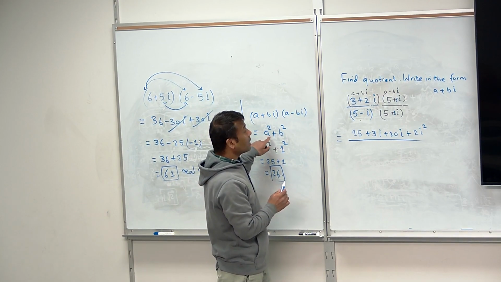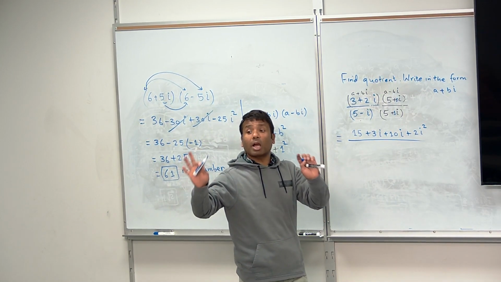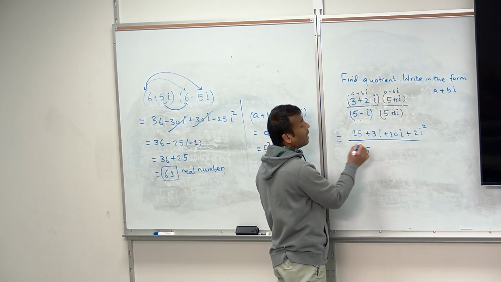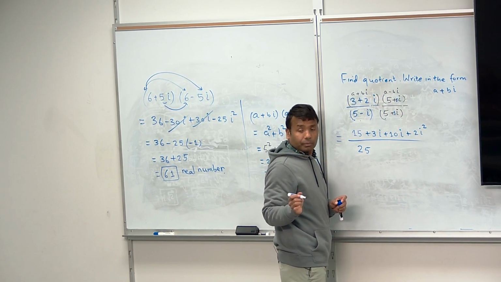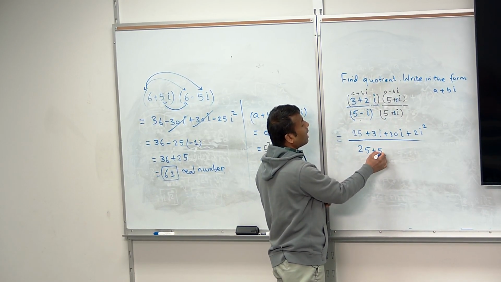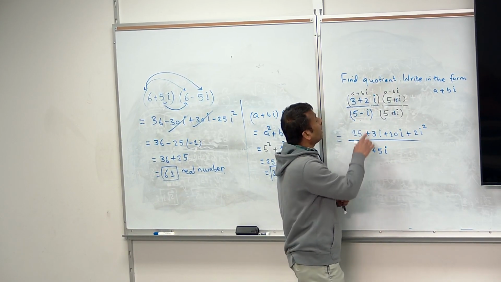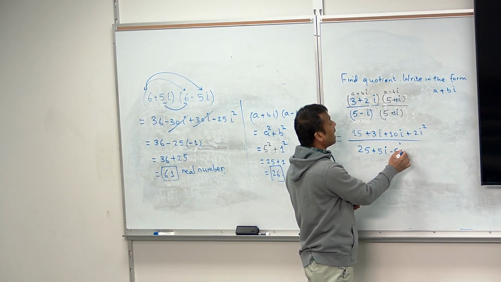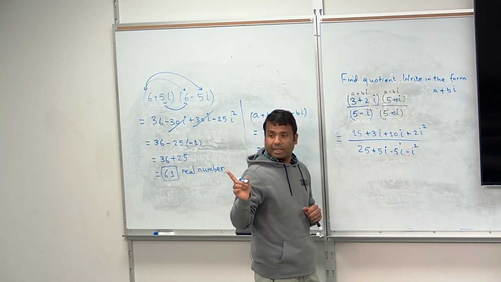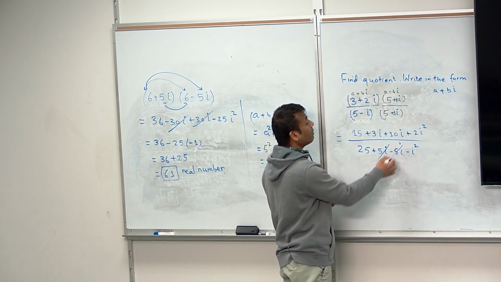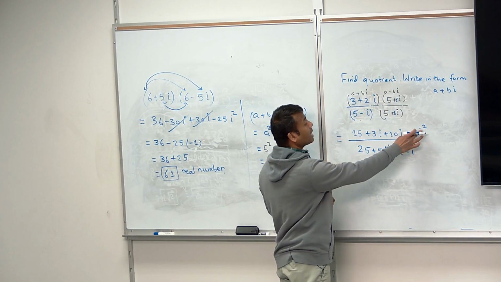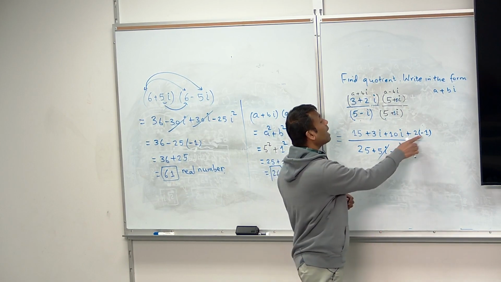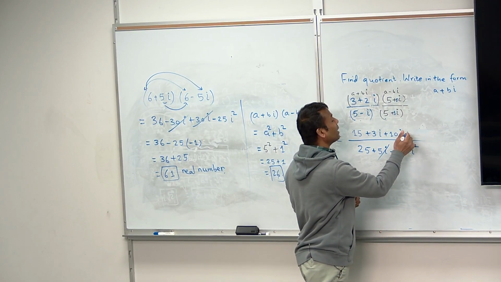Now, you can use this formula or you can use FOIL, it's up to you. If you use FOIL: 5 times 5, 25. 5 times positive i, 5i. Negative i times 5, negative 5i. Negative i times positive i, negative i squared. The positive 5i and negative 5i cancel, and i squared is negative 1. What is 2 times negative 1? Negative 2.